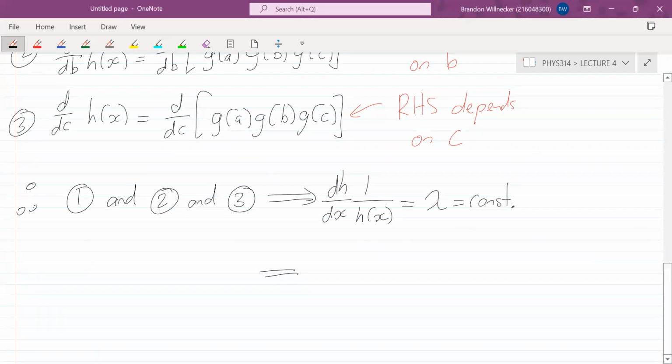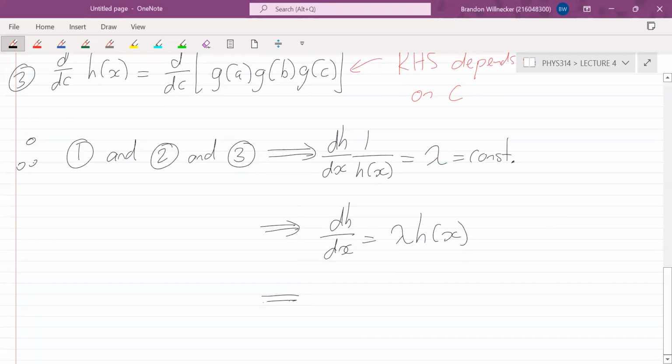So we can take this h of x over to the right-hand side, and we get dh by dx is equal to lambda times h of x. This gives us a separable differential equation. We can solve this quite easily, and we end up with h of x is equal to a e to the lambda x.